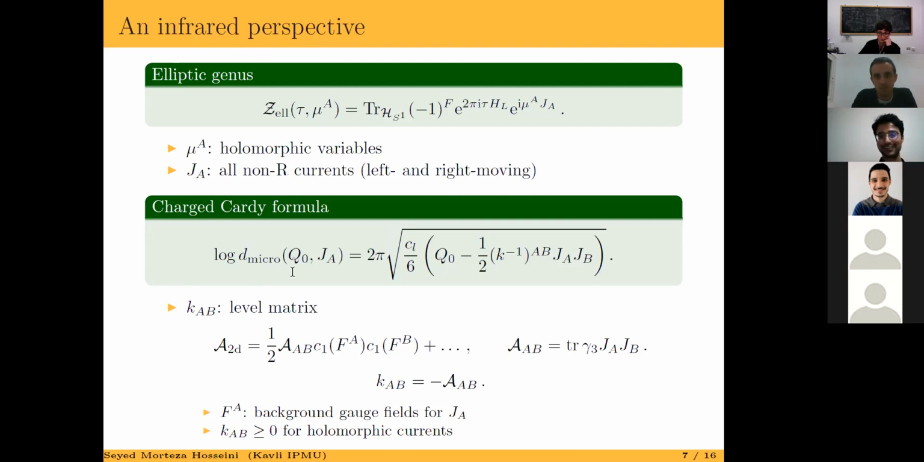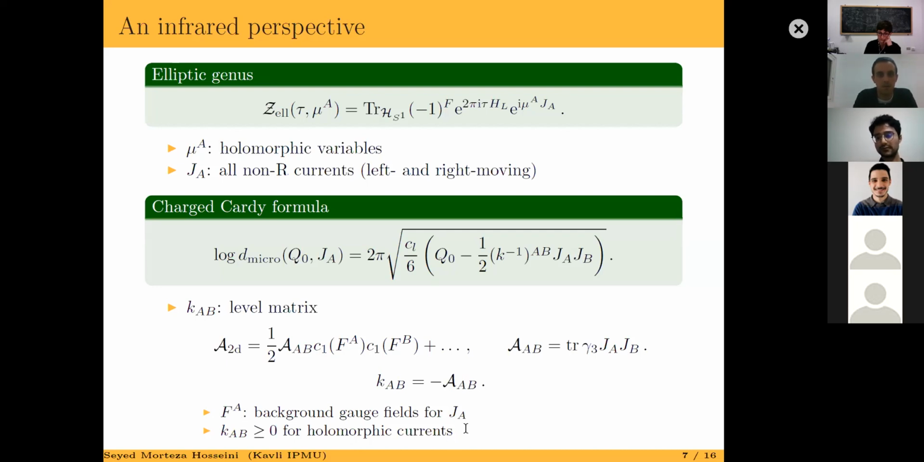Let me say a few words about the non-extremal black strings in gravity. Here, this formula is very similar to the one that I showed you on the previous page, and it's not actually very similar. It is exactly the same, as I will show in the next few slides. Here, C_L is the left-moving central charge, Q is the momentum along the circle inside the torus, and K^{-1}_{AB} is the inverse of the level matrix, which is just related to the 't Hooft anomaly matrix by an overall minus sign, and K_{AB} has to be positive definite because we are physicists, for holomorphic currents.